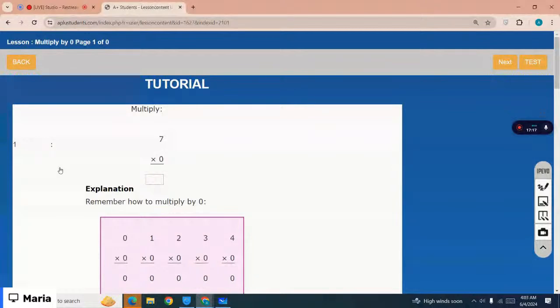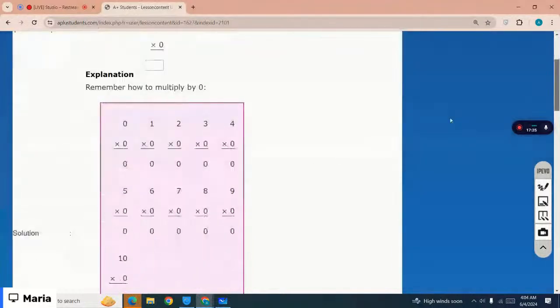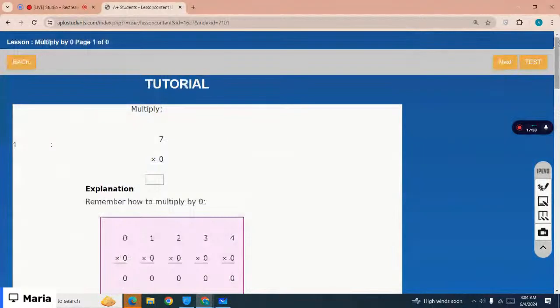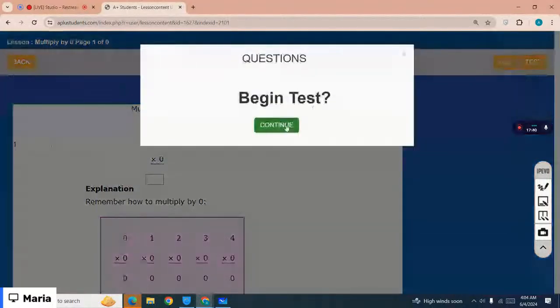So when you multiply any number with 0, the answer is always a 0. Whatever number it is, when you multiply it with a 0, the answer is 0, right? 0 times 0 is 0. 1 times 0 is 0. 2 times 0 is 0 and 10 times 0 is 0. So no matter what the number is, when you multiply the number with a 0, the answer is always a 0. Let's just start with the test questions.